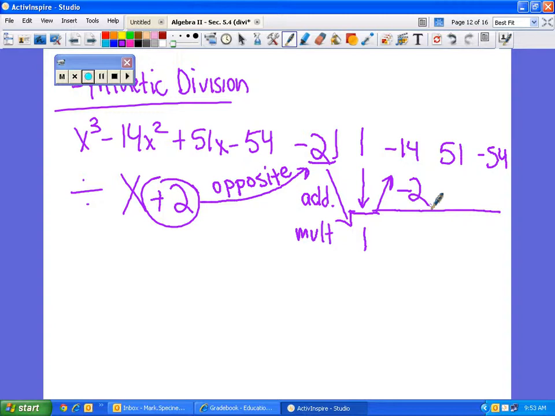Negative 14 plus negative 2 is negative 16. Very good, Ariana. Okay, now it's below the line, so we multiply. Negative 16 times negative 2 is positive 32. Again, below the line you multiply, above the line you add. Now we add 51 plus 32, 83.